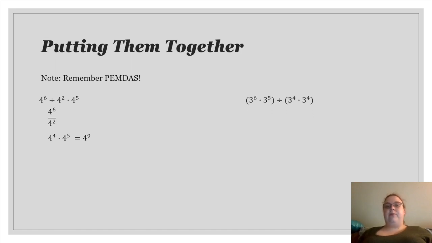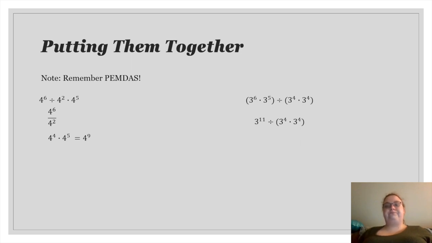And for our last problem, we have the quantity 3 to the 6th times 3 to the 5th divided by the quantity 3 to the 4th times 3 to the 4th. So because of our order of operations, our PEMDAS, we will do what is inside the parentheses first. We'll start with the parentheses set on the left, where we have 3 to the 6th times 3 to the 5th. These have the same base, and they're being multiplied, so we know that we will now add their exponents together. This will give us 3 to the 11th, and we still have that quantity 3 to the 4th times 3 to the 4th.